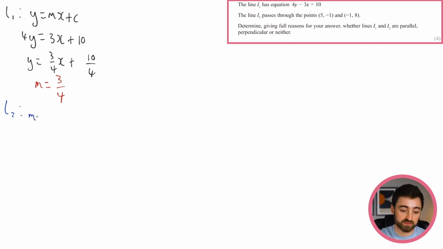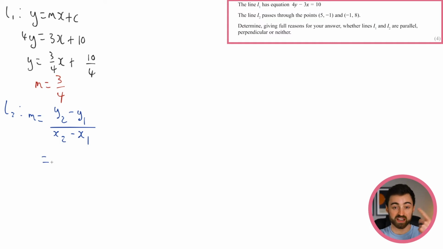So the gradient is going to equal, it's basically y2 minus y1 over x2 minus x1. Difference in the y coordinates divided by the difference in the x coordinates. It doesn't matter which one you take as your first point and second point as long as you're consistent. So here I'm going to do 8, taking that second set of coordinates as my y2 and so on. So I'm going to do 8 and then minus 1, because minus 1 is the y coordinate of the first. And then the x coordinate, so it's going to be minus 1 minus 5.